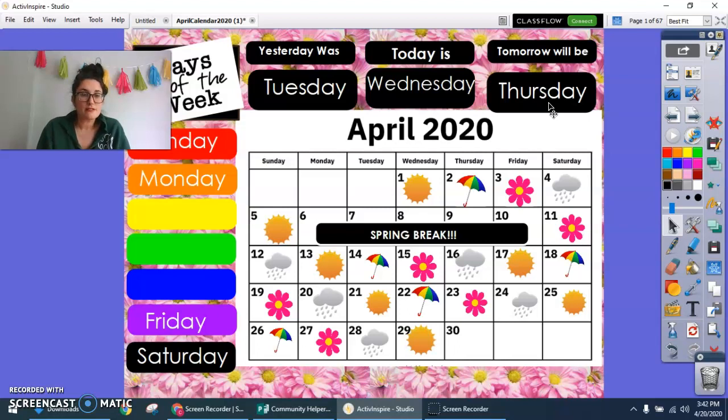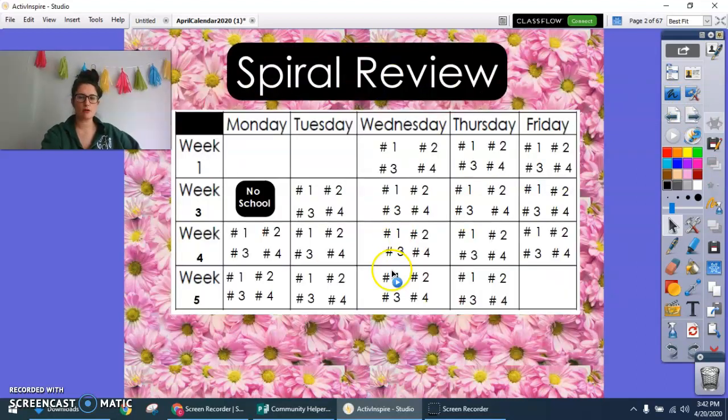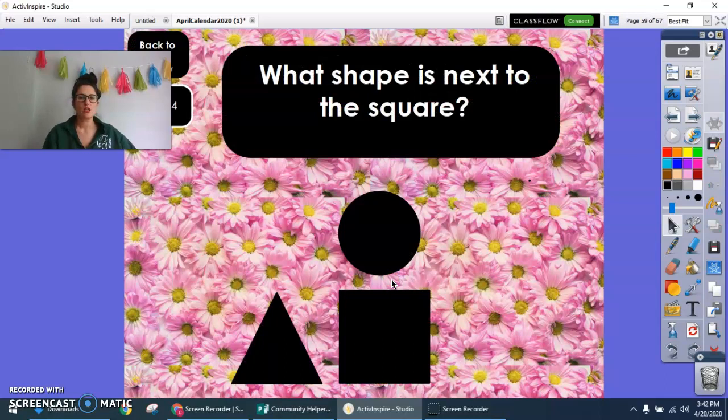So boys and girls, if today is the 29th, what is the day before? It's the 28th. Awesome. And if today's the 29th, what's the day after? The 30th. Fantastic. All right, moving into our spiral review for Wednesday. You need to draw the shape that is next to the square.